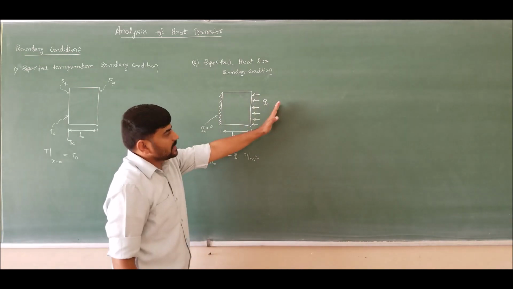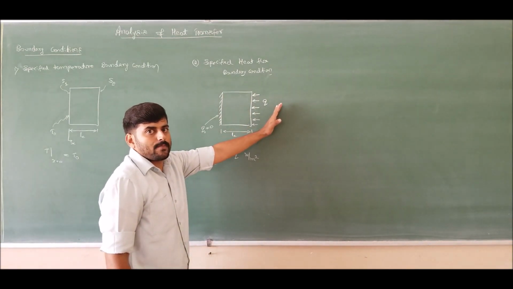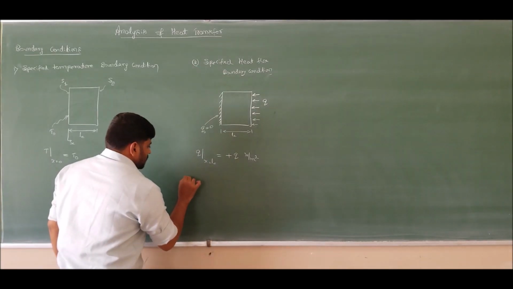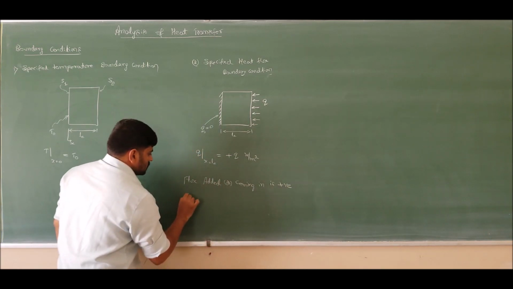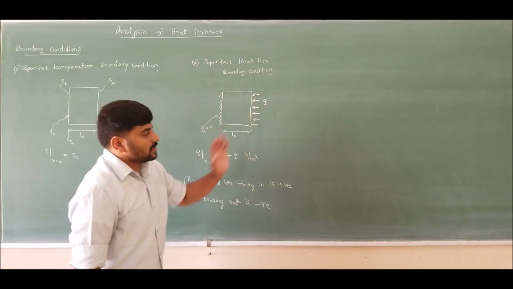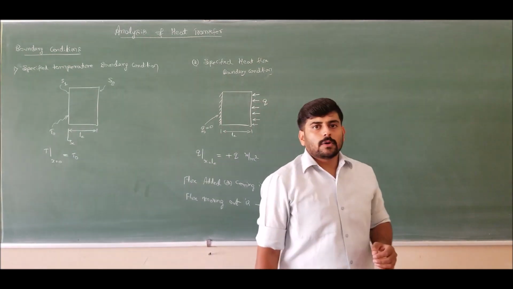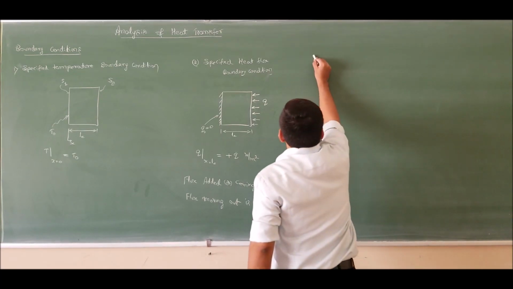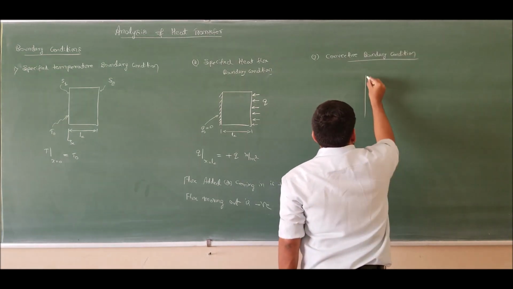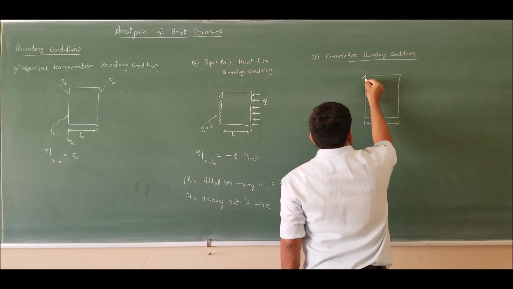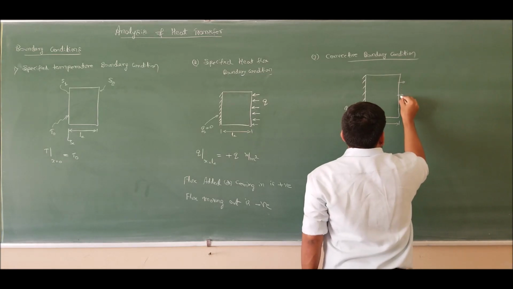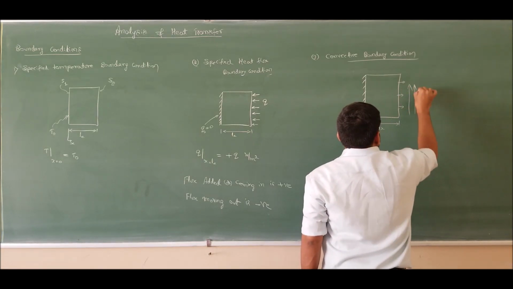If heat is moving out of the system, then it is considered to be negative. So this is about the specified heat flux boundary condition. So flux added is positive, whereas flux moving out is considered to be negative. Moving on to our third important boundary condition in analysis of heat transfer, the convective boundary condition. In order to study the convective boundary condition, let us consider the plane wall where the surface 1 is insulated and we have convective mode of heat transfer at surface 2.